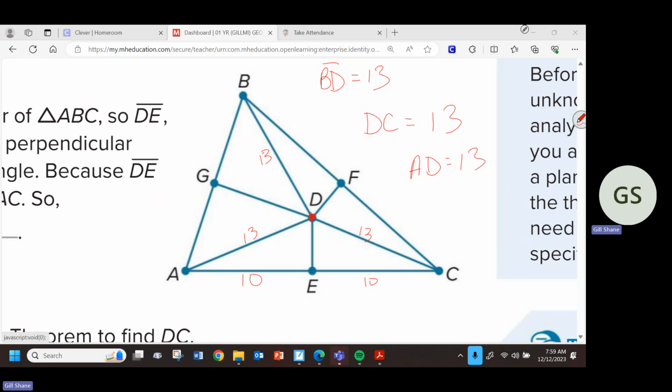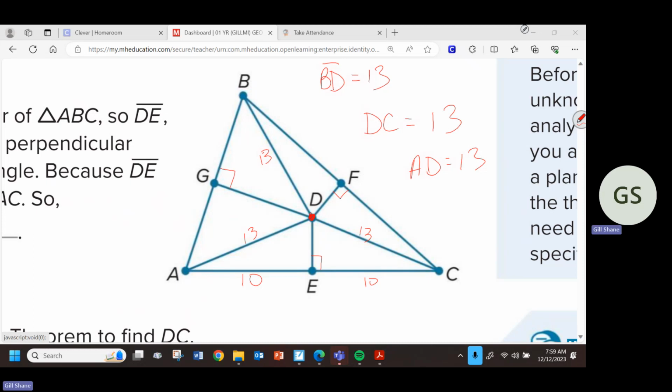So how are these created? They're created with a perpendicular, right? So what do we have? We have 90-degree angles, right? So I know I drew those in, or I know I created it doing that.